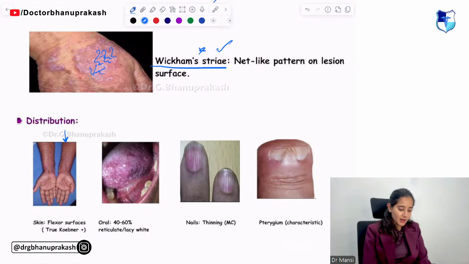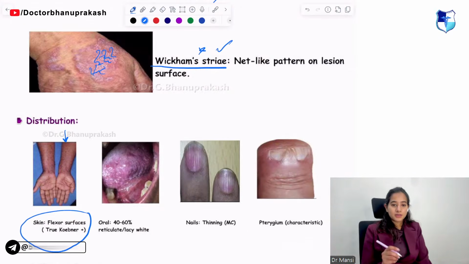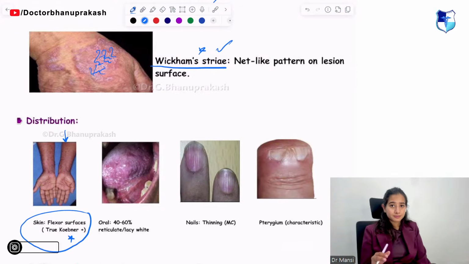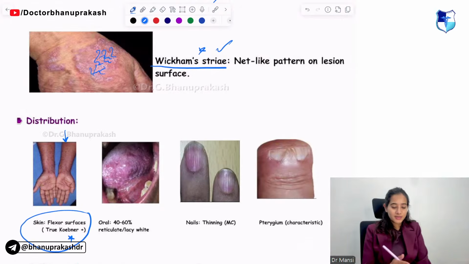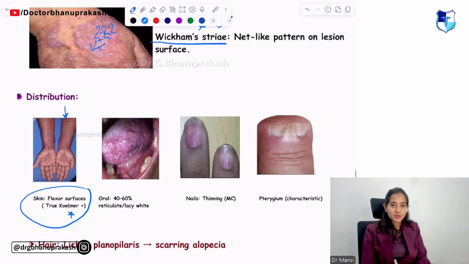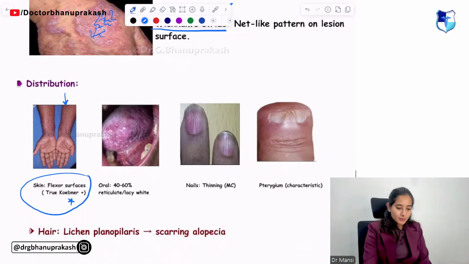We just finished it, wrapped it. The flexor surfaces are involved, and true Koebner is again present here. Keep this repeating. Like where else do we discuss true Koebners? This is a revision session. So comment down in the comment section, what all places you saw true Koebners.